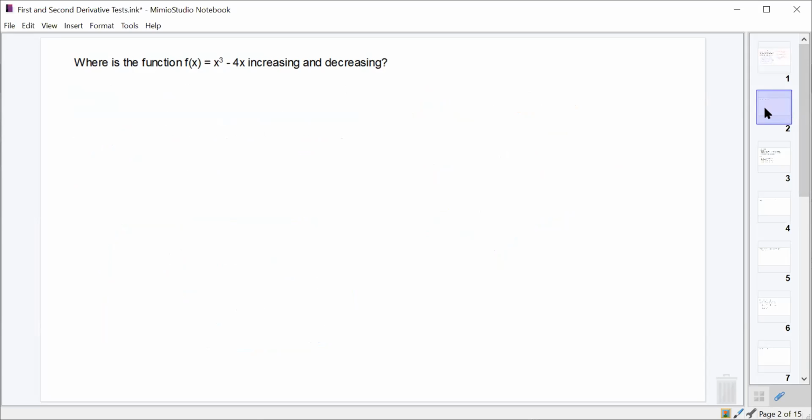Yeah. All right, I'll give you guys about a minute or two here to try and work through this one, and then we'll work it out together afterwards. Ready, go. What's the first thing we should do? Find the derivative. All right, so what is f prime of x? 3x squared minus 4. Perfect, 3x squared minus 4.